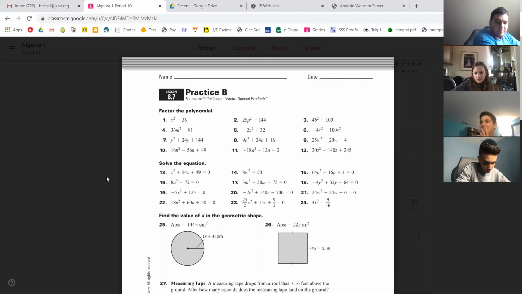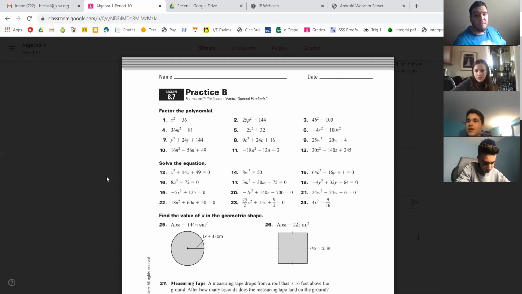Let's do 17. So 3m squared plus 30m plus 75 equals 0. Wait, what number? Number 17. Oh wait, none of them are perfect squares.